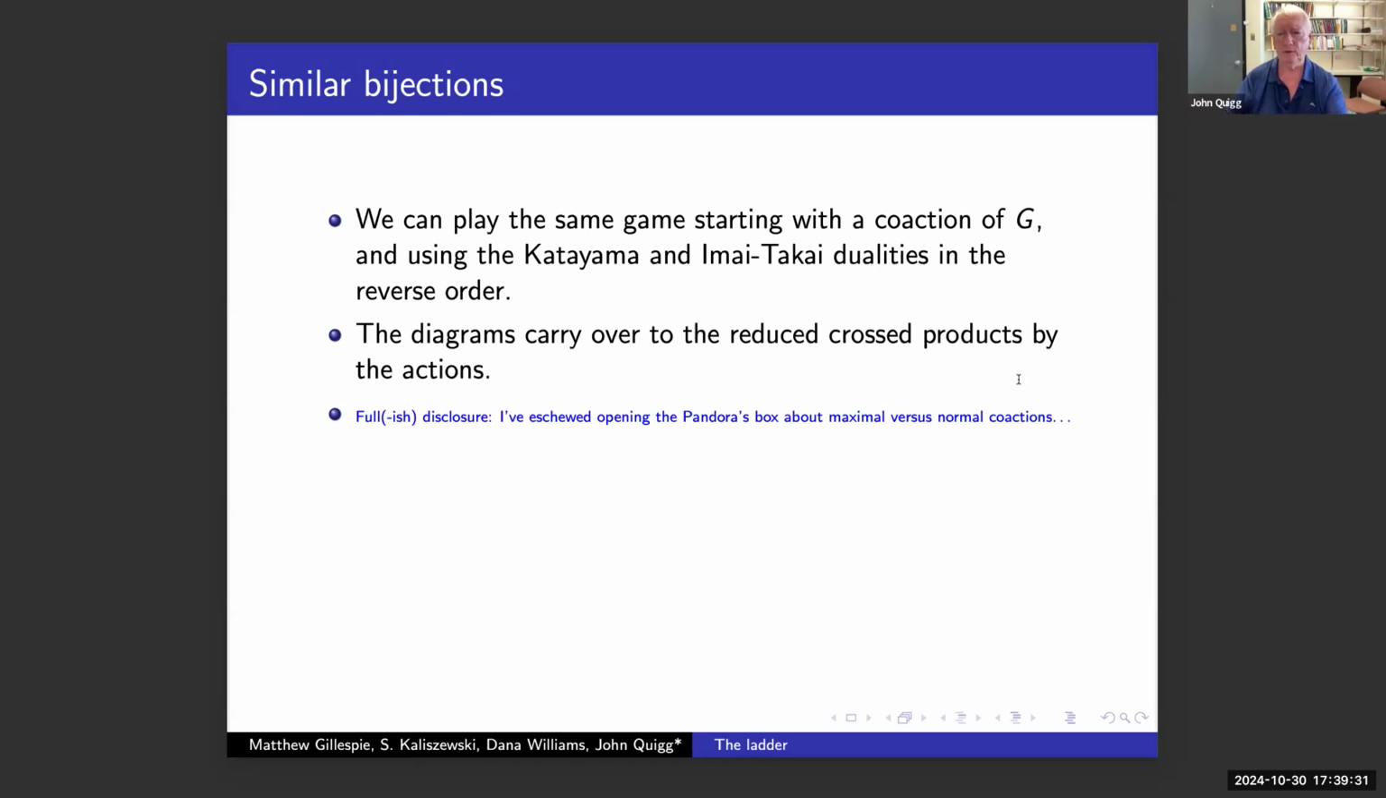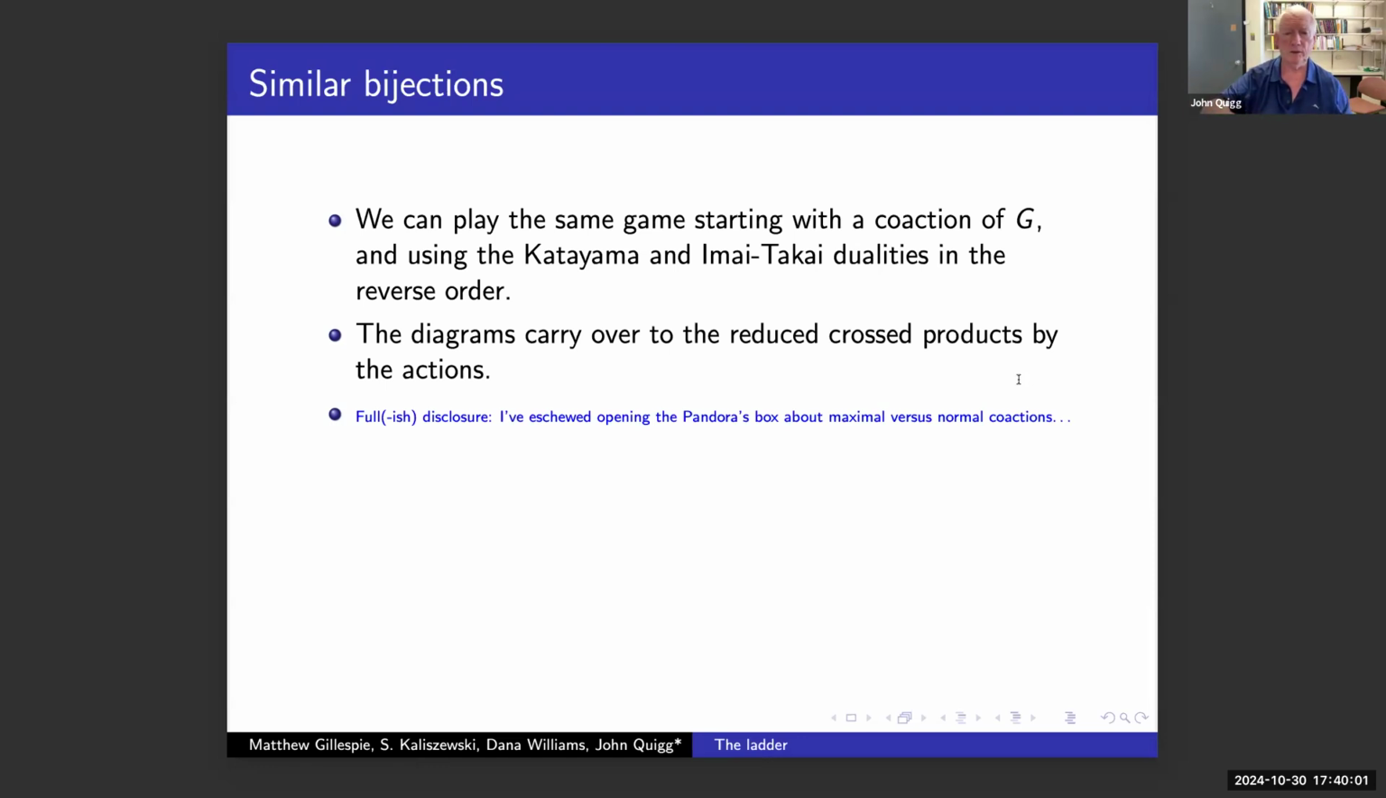On the other hand, if you started with a normal coaction of G on A, form the cross product, the dual action, then you would form the reduced cross product by the dual action, and then you can keep on going. So in each case, there are really 2 versions of the cross product duality you're using, either full or reduced cross products by actions, and correspondingly either maximal or normal coactions.